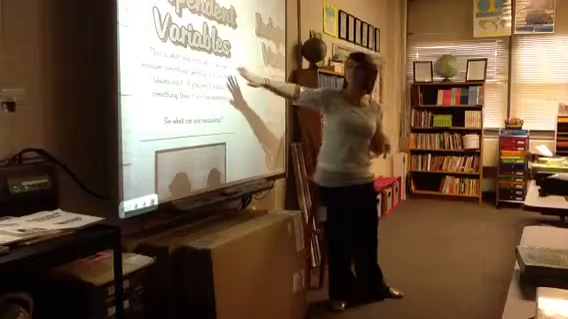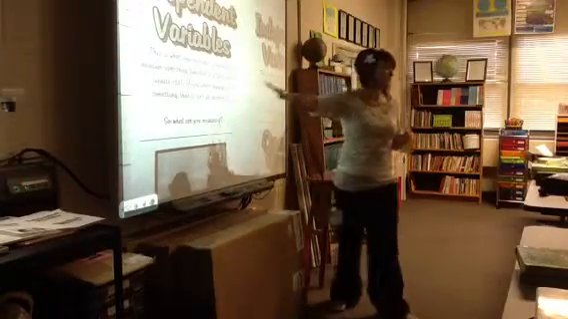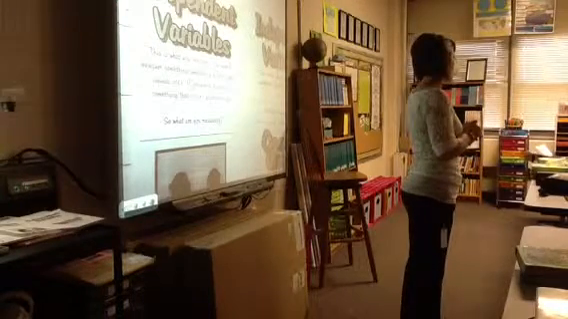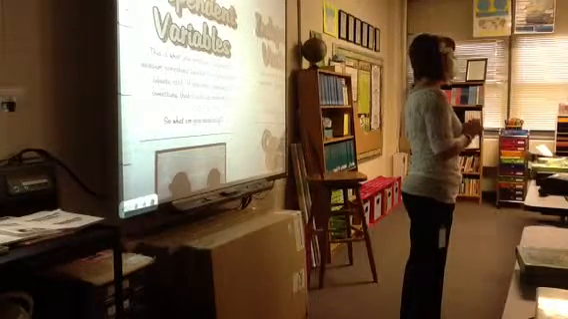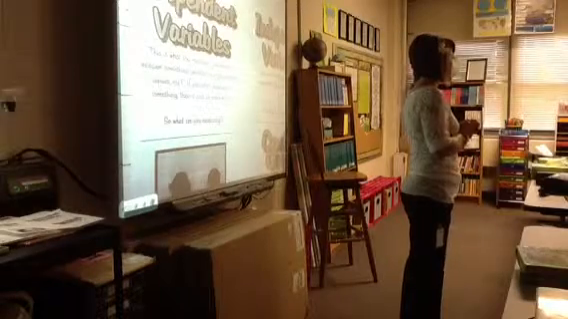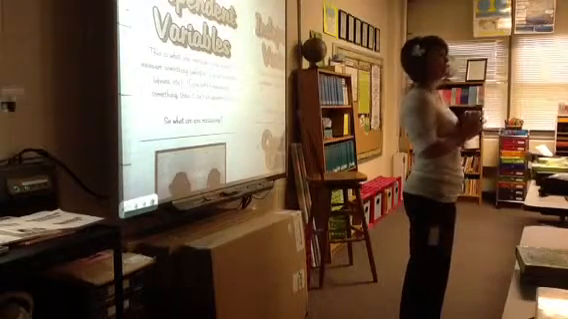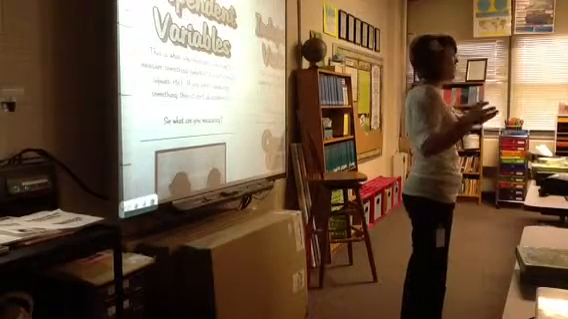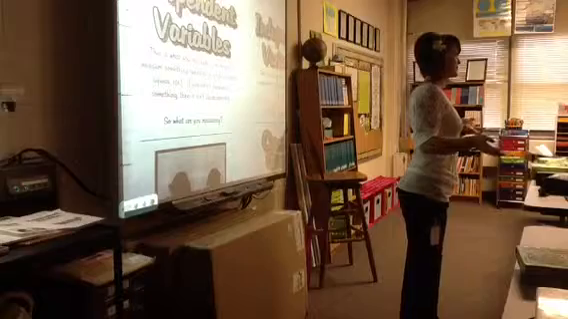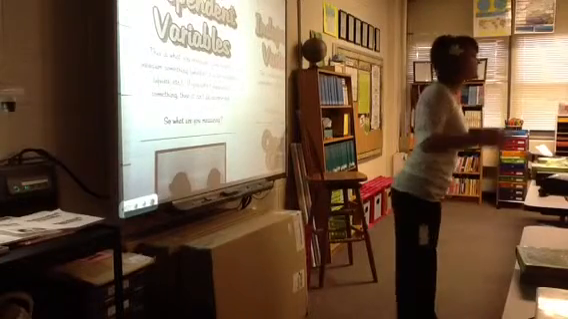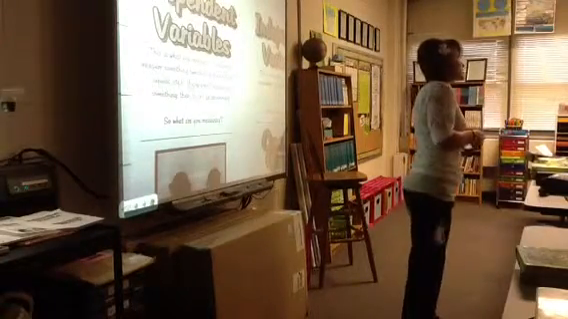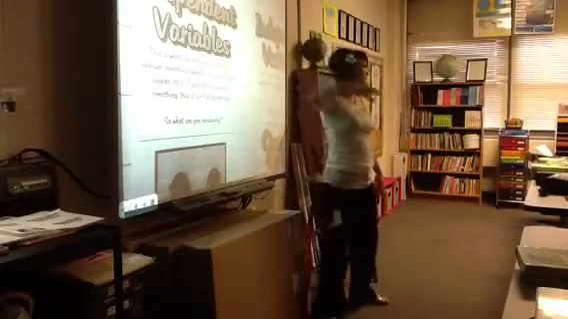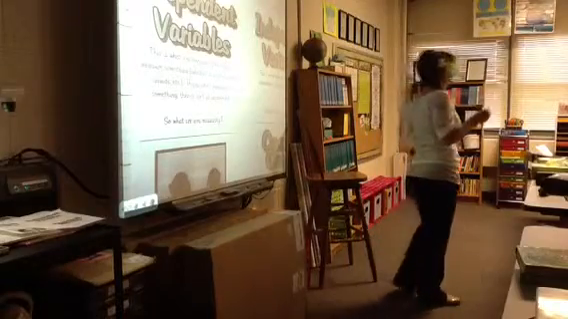So the first thing that we're going to go over is dependent variables. Every experiment always has a dependent variable. Your dependent variable is dependent. You are dependent on your dependent variable because you have to do a graph, right? Every experiment always has a graph. Your graph is based on numbers. Your numbers are based on what you measured. What you measured is your dependent variable. Your dependent variable is what you measure in your experiment.